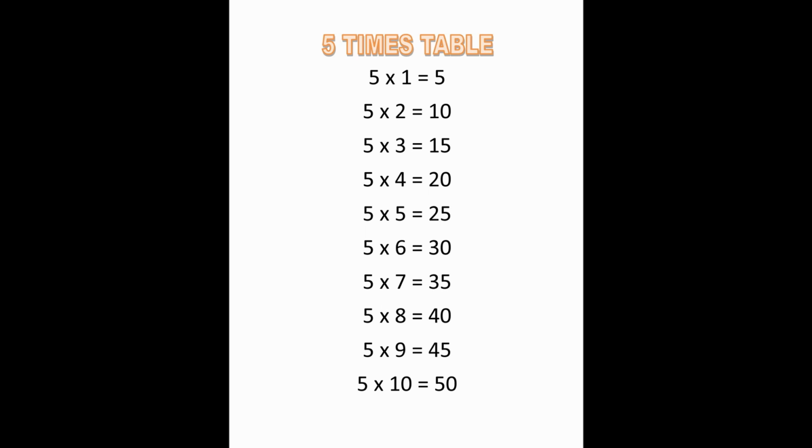5 times 7 is equal to 35. 5 times 8 is equal to 40. 5 times 9 is equal to 45. 5 times 10 is equal to 50.